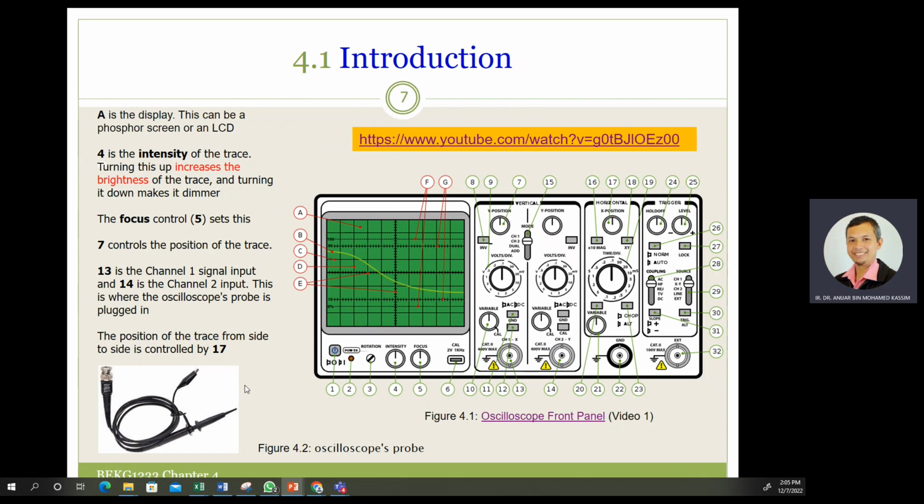Okay, and then the position of the trace from side to side is controlled by number 17. Number 17, side to side, means the X position. You can change the X position to make sure that it's going to left or right. Okay, you can control it.